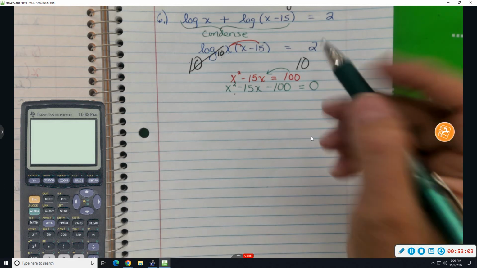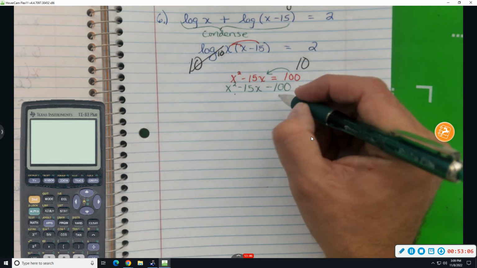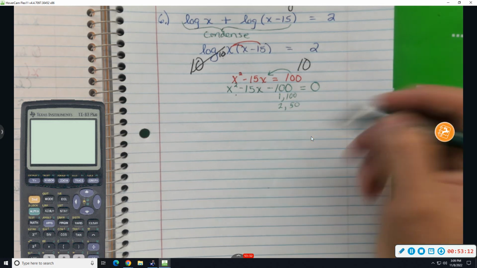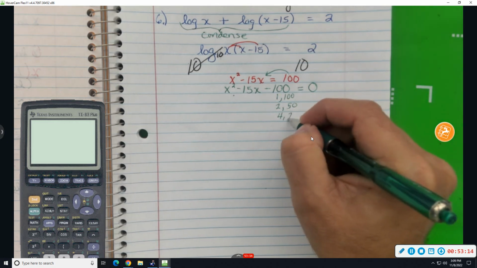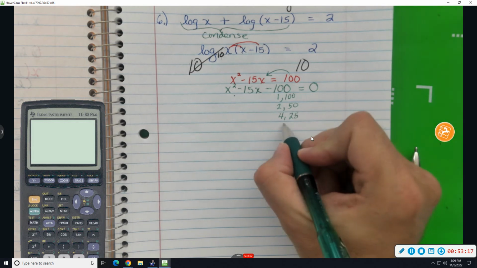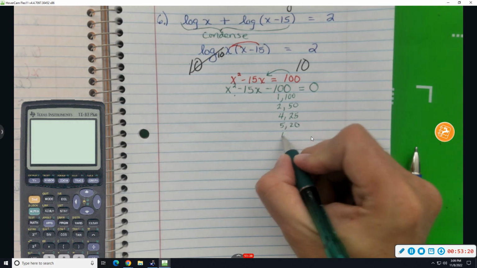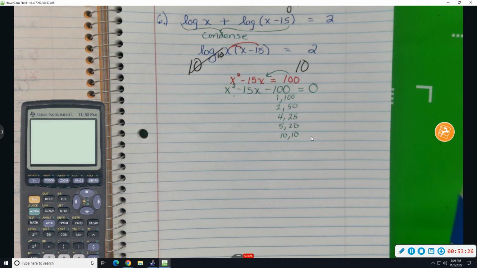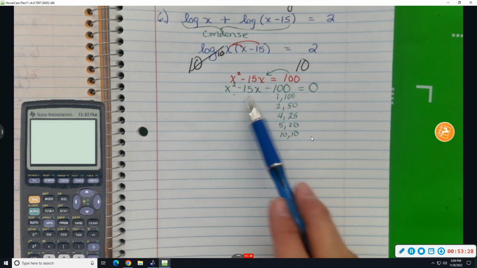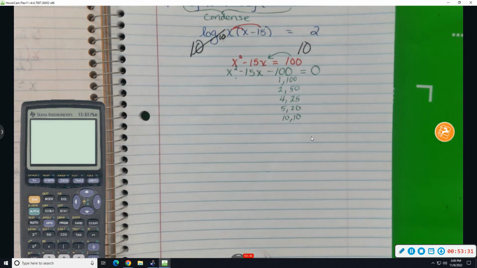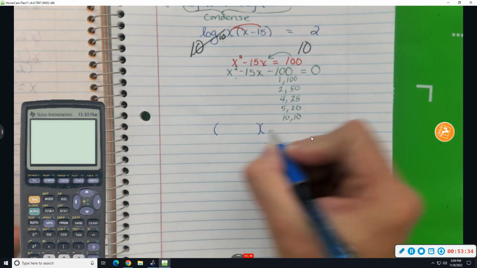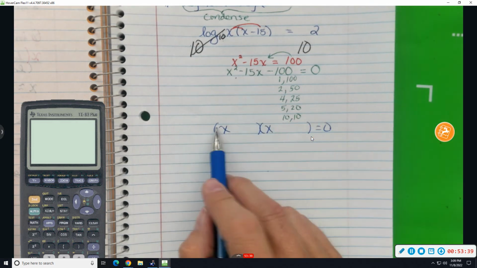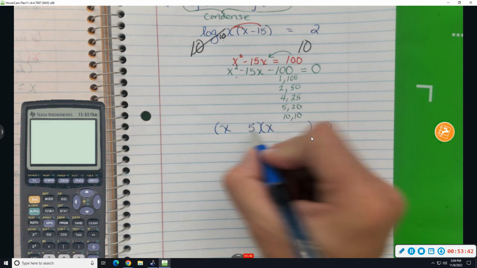Let's see. To factor this, numbers that multiply together to give 100. Well, 1 times 100, 2 times 50, 3 doesn't go into it, 4 times 25, 5 times 20, 10 times 10. I think I've listed them all. Which of these pairs of numbers is going to work to give us that 15x, that's the middle term? 5 and 20? Yeah, you put x and x. 5 and 20.